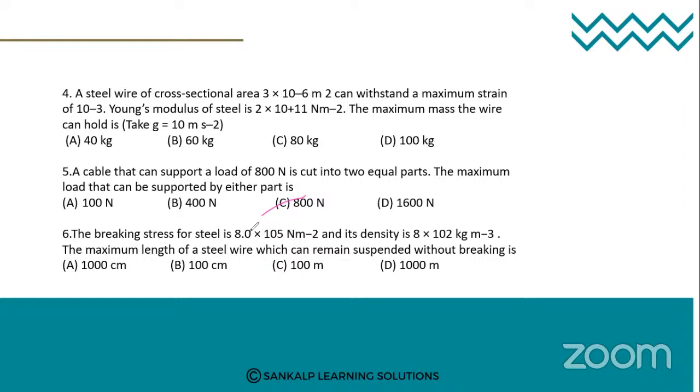The maximum stress is 8 into 10 to the power of 5, and the density is given as 8 into 10 to 2. The maximum length of the steel wire which can remain suspended without breaking is? If you see the options, it is given as 1000 centimeter, 100 centimeter, 100 meter, 1000 meter. So if you make a little mistake, you will get the wrong answer, right? So you need to do it properly here.